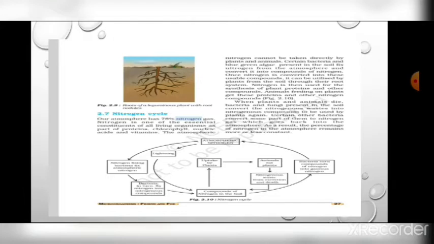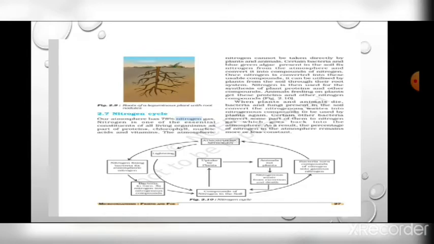Nitrogen cycle. Our atmosphere has 78% of nitrogen gas. Nitrogen is one of the essential constituents of all living organisms. Why? Because it is involved in the formation of proteins, chlorophyll, nucleic acid and vitamins. And these are the necessary elements of life. So nitrogen is the essential constituent of all living organisms.